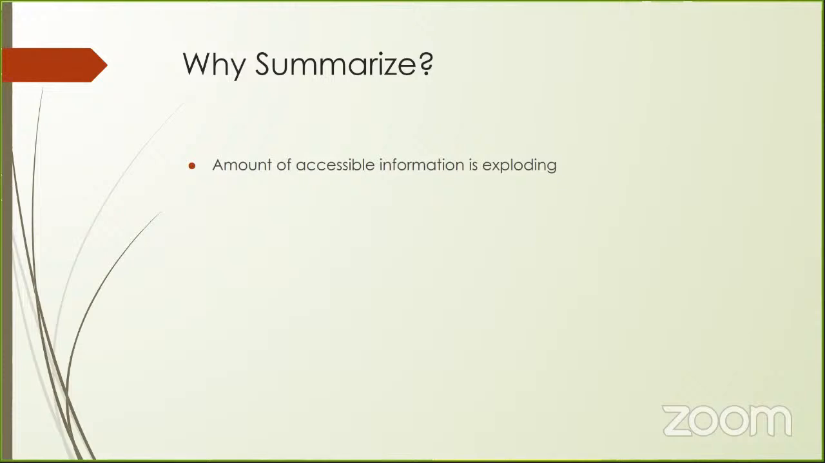So with internet, suddenly the amount of information that we can access has exploded. Previously, if you wanted to read about a topic, you would go to a library, you would get a couple of books, and you would look into it. Now, there is information everywhere, and it's impossible for a person to consume all that information without some sort of filtering. So summarization is one way how we can filter out non-relevant information. It's not the only way, it's one of the ways.